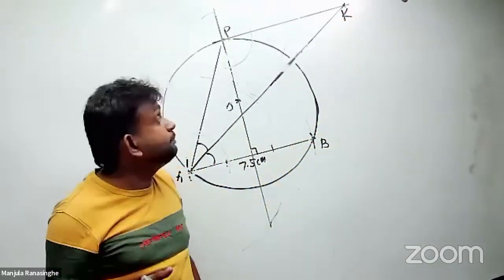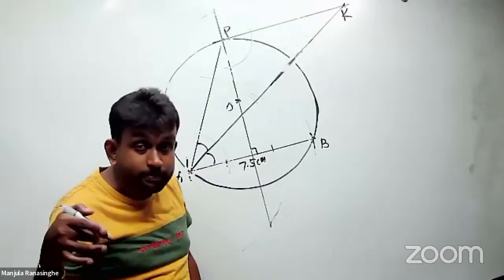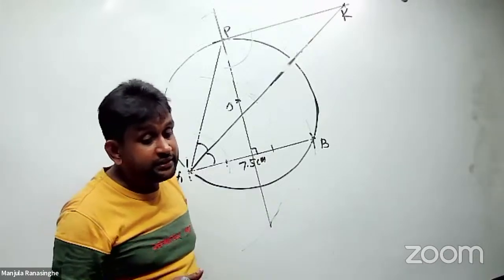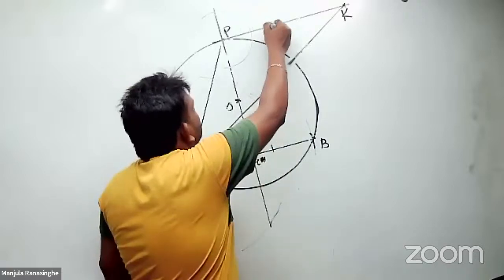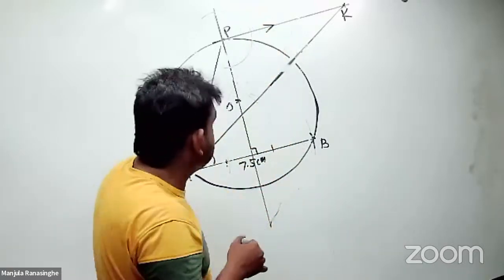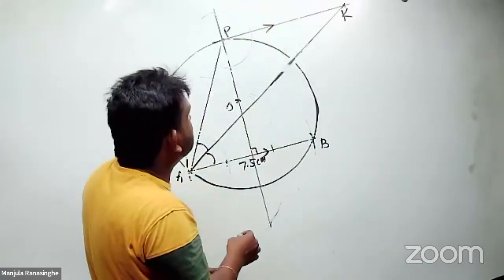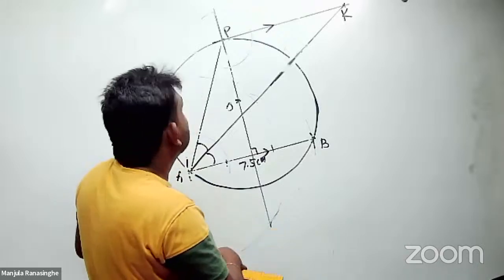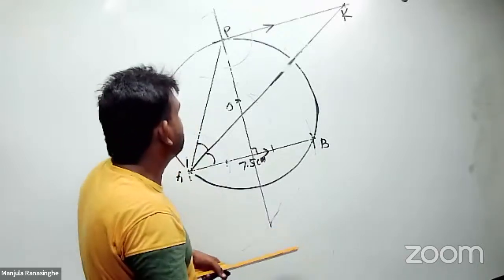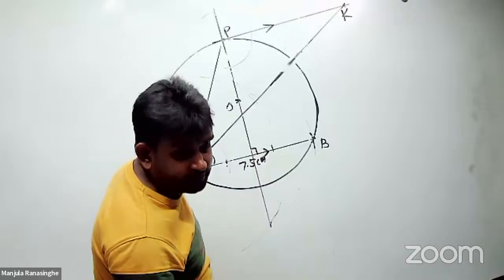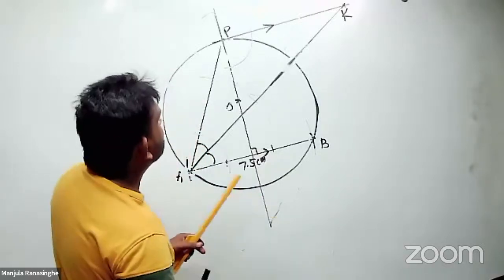Give a reason why PK is parallel to AB. That is the geometry part of a construction question. Give a reason why PK parallel to AB. Right. Why are PK and AB parallel, we ask. Right. දැන් මේකේ geometry පැත්ත බලන්න. ඇයි PK and AB parallel?